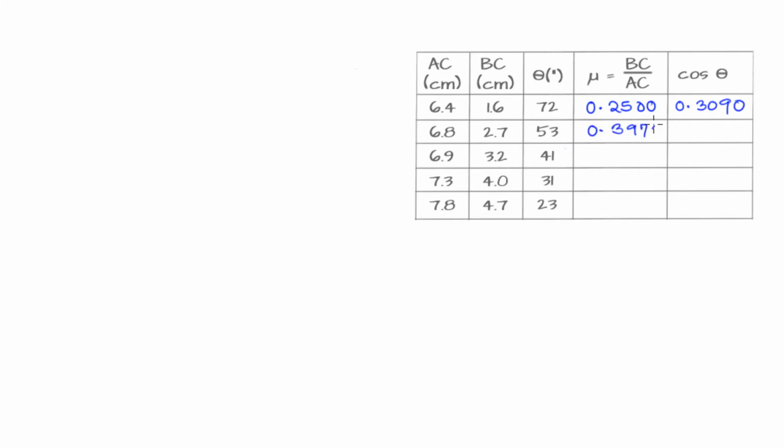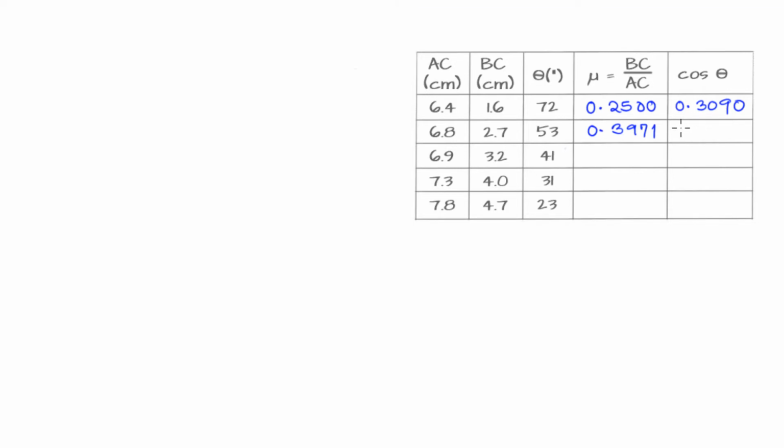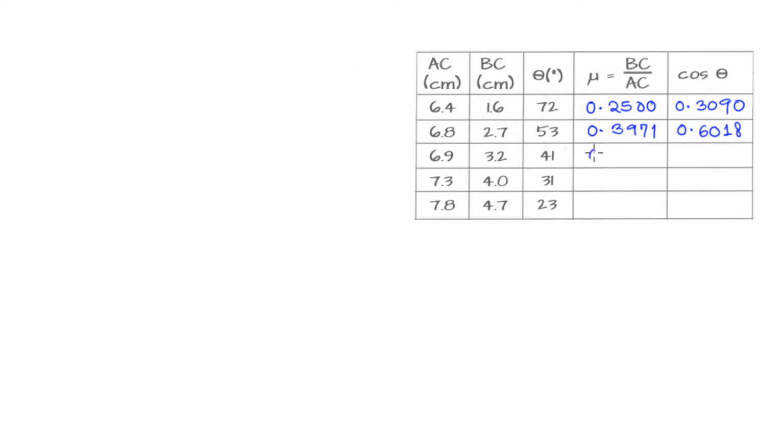I'm approximating the last decimal place, okay? Then cos theta, that's cos 53, 0.6018. And I will repeat the same step for the subsequent value. So I'm going to speed up my video again, but you can see the process as it's being done.